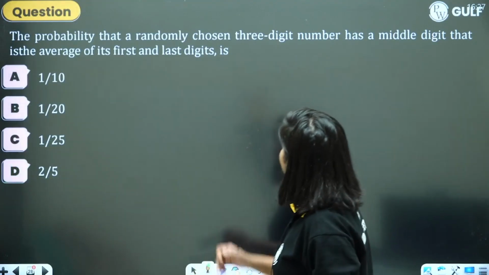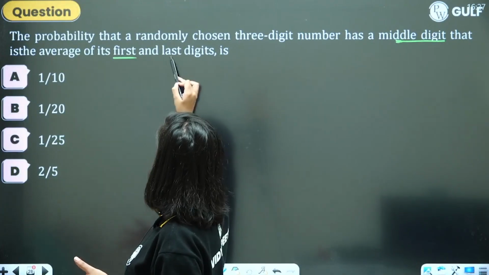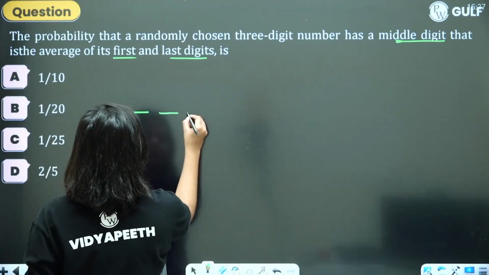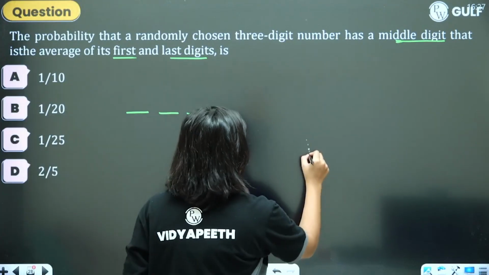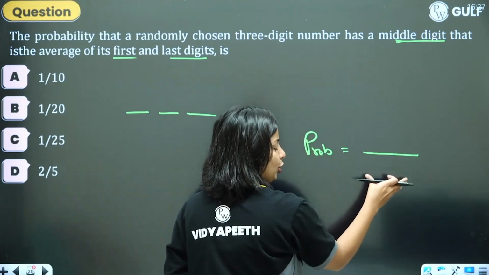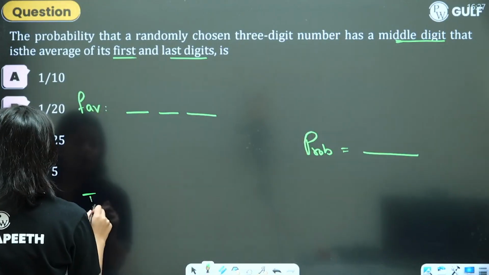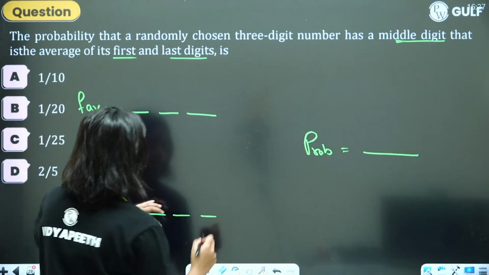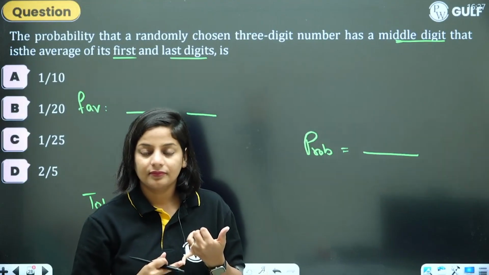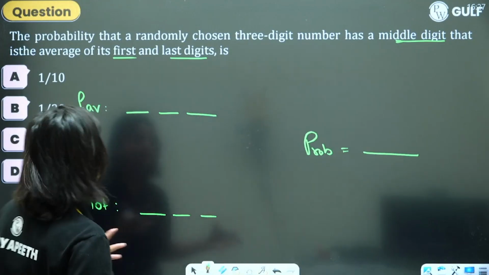The probability that a randomly chosen 3-digit number has a middle digit that is the average of its first and last digit is what? Again, probability of any event is equal to favorable upon total. So in how many ways can you make a 3-digit number? How many 3-digit numbers are possible? 101, 102, 100. If you count till 999, how many 3-digit numbers are possible?